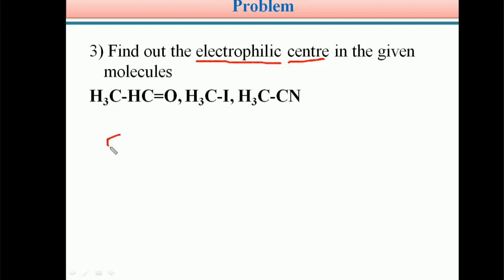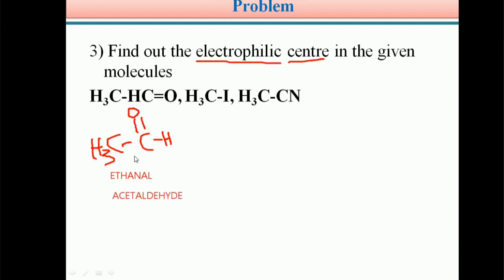Students, we know the name of this molecule is CH3CHO. The common name is acetaldehyde. I hope you know very well CH3CHO, acetaldehyde, or its IUPAC name is ethanal, also called ethylaldehyde or acetaldehyde.